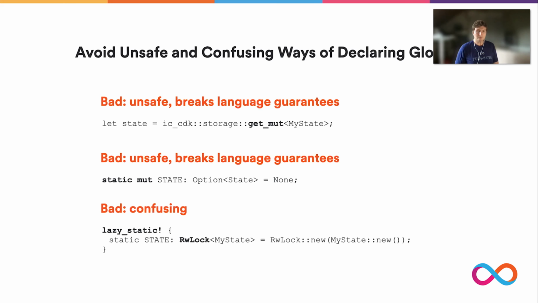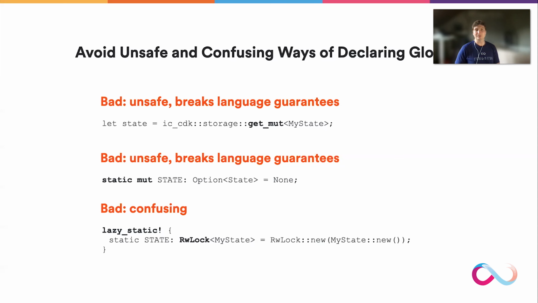So first, let's see some other ways of doing global variables in Rust. Our own IC CDK package provides a storage abstraction, which allows you to get a mutable reference indexed by type. So you pick a type you want to store, you pass it to a get_mut function, and it returns a mutable reference to this data type. It looks very convenient, but I would not recommend using it. I think adding this abstraction to the CDK was a bad idea.